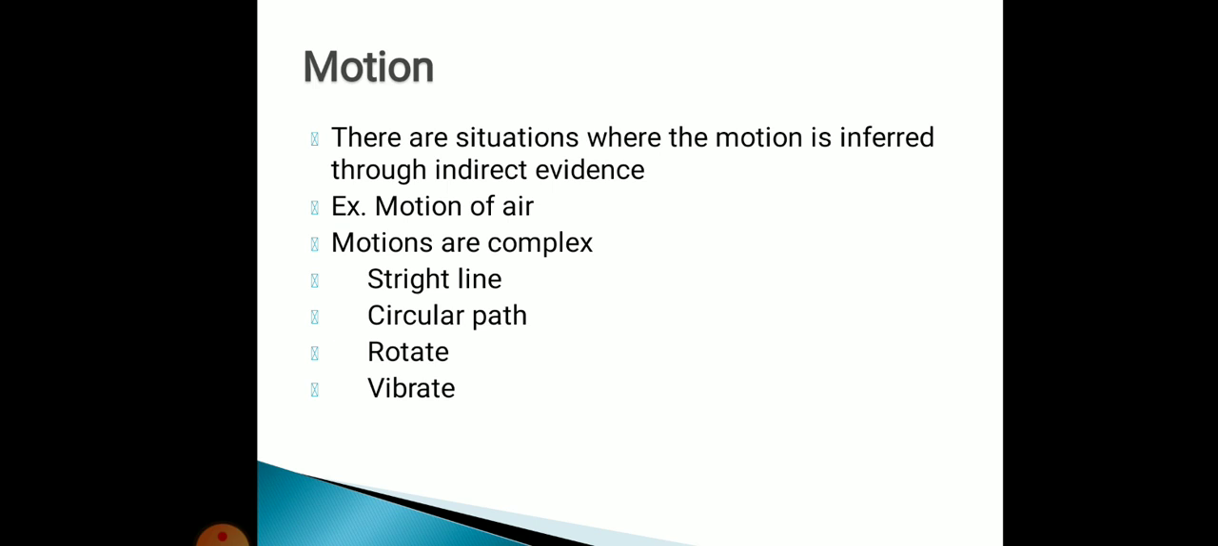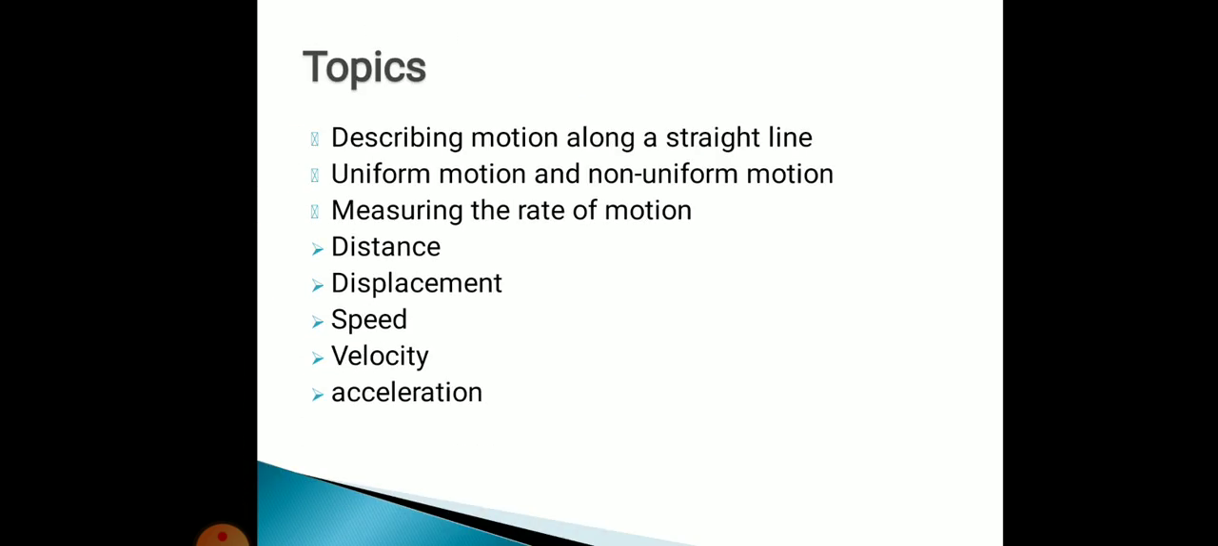Most motions are complex. Some objects may move in a straight line, others may take a circular path, some may rotate, and a few others vibrate. So, there may be situations involving a combination of these. In this chapter, let us first learn to describe the motion of an object along a straight line.